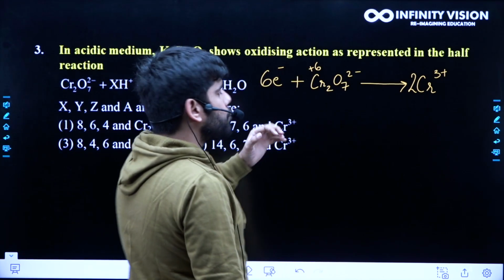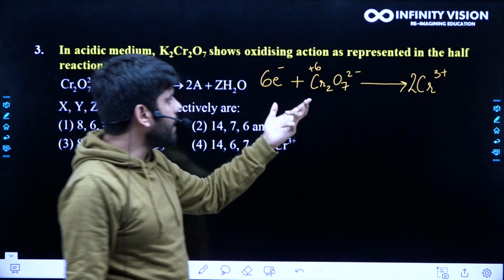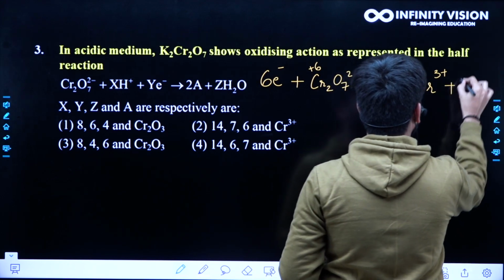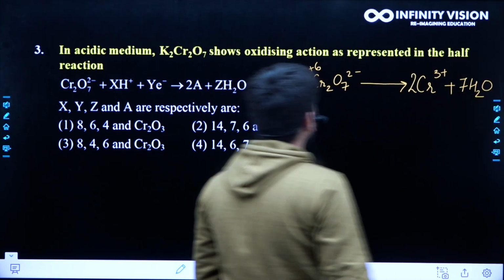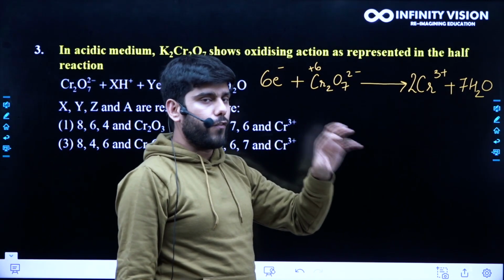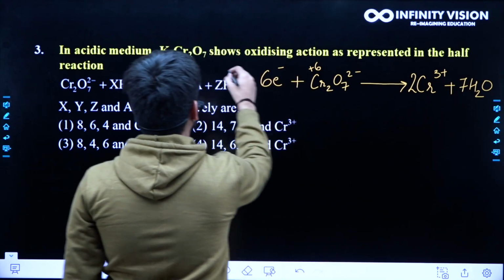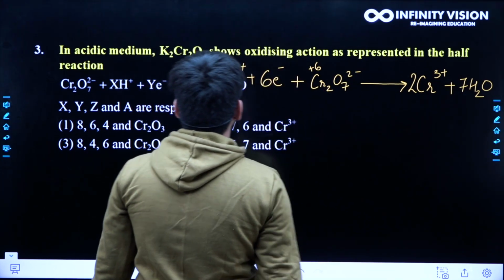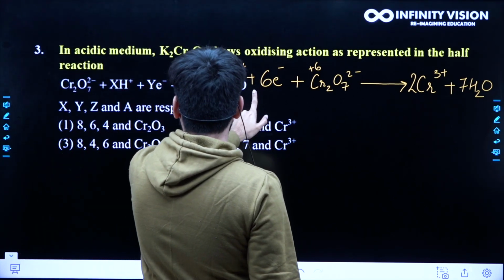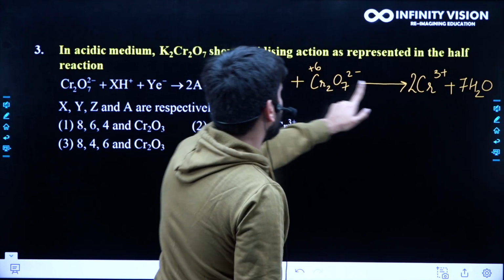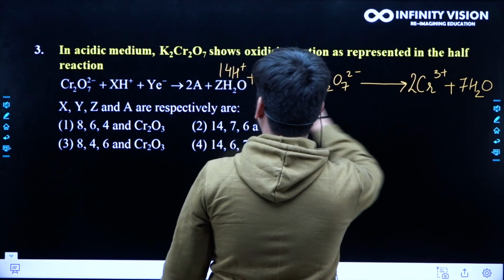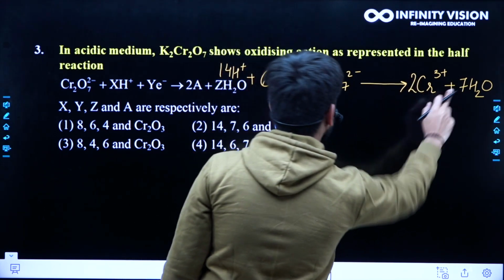Now, the next step is to balance the oxygen atoms by putting an equal number of water molecules. Here we have 7 oxygen, so I'll put 7 H2O molecules over here. Now we need to balance the H by putting an equal number of H+ ions. Here we have 14 H, so I will put 14 H+ over here. So if I go by this, we have the X value to be 14, the Y value to be 6, the A value to be 2, and then the Z value, which is 7.